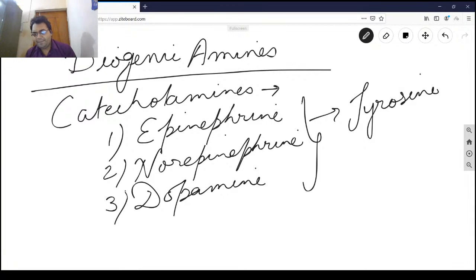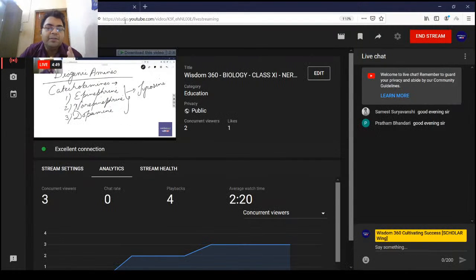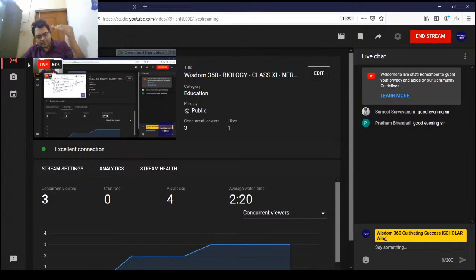Out of these three, when we talk about epinephrine and norepinephrine, they are both neurotransmitters and hormones. This question comes a lot in your competitive exam and also in your home exam, if the paper is quite tough. They'll be asking why epinephrine and norepinephrine, that is adrenaline and noradrenaline, are known as both hormone and neurotransmitter.